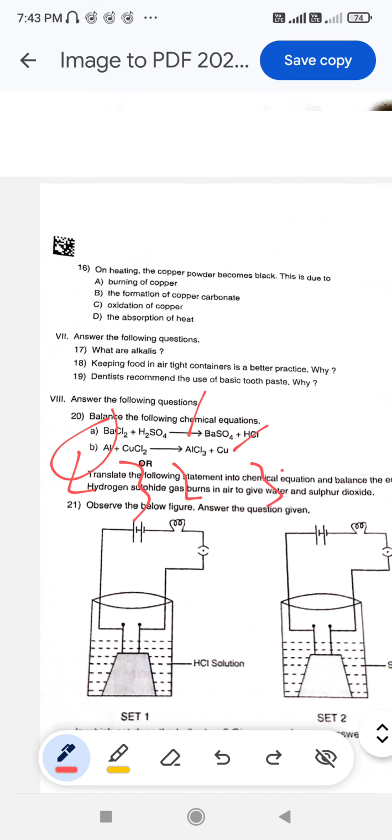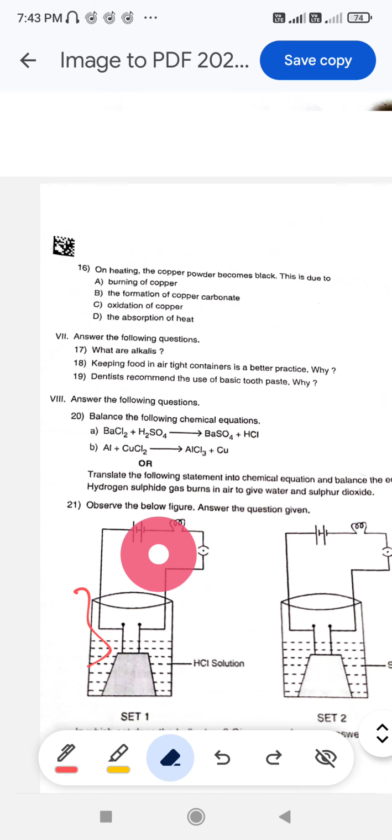Here 3 times chlorine, which has 2 atoms, so 3 times 2 is 6. Here also, 2 times 3 is again 6, so it will be balanced, correct? How? Again I will write it here. So what is the balanced equation?